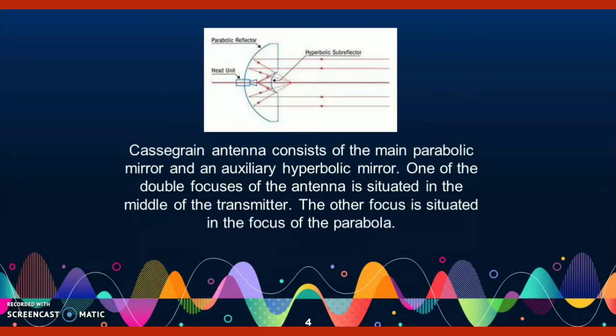So, the Cassegrain antenna consists of the main parabolic mirror and an auxiliary hyperbolic mirror. One of the double focuses of the antenna is situated in the middle of the transmitter. The other focus is situated in the focus of the parabola.